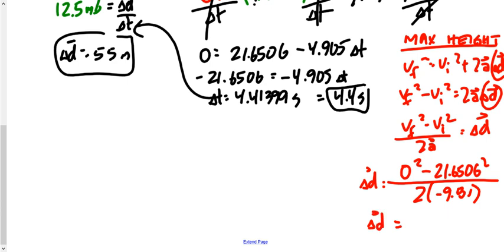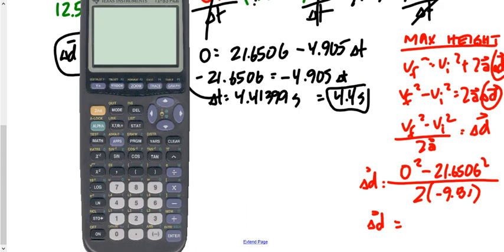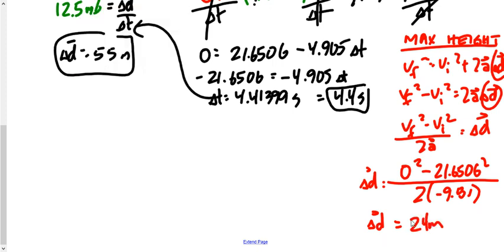So we're going to say 0 squared minus 21.6506 squared. And let's divide that by, use some brackets on the bottom, 2 times negative 9.81, all inside one set of brackets there, gives us a value of 23.9 meters, or 24 meters. How high does this ball go in the air? 24 meters.